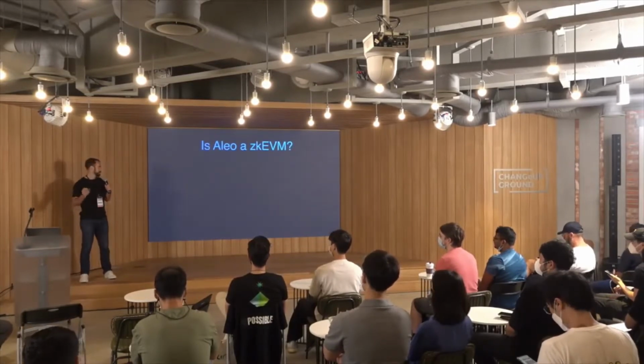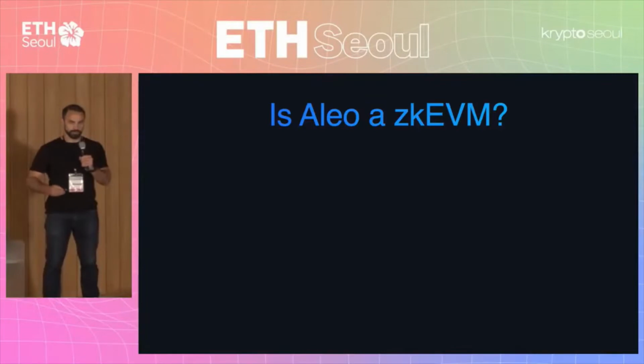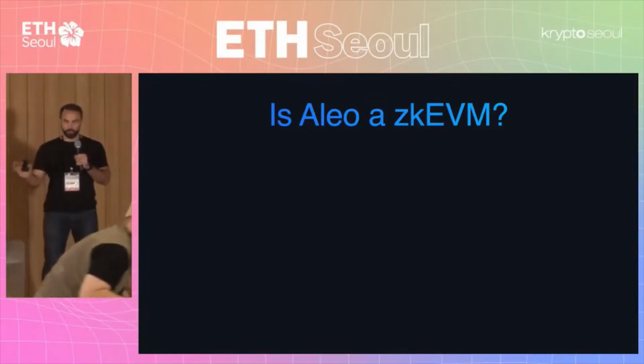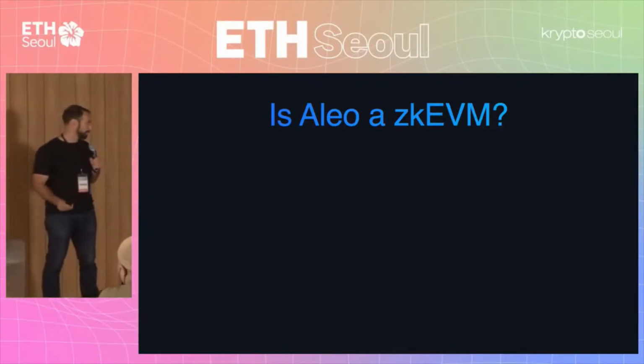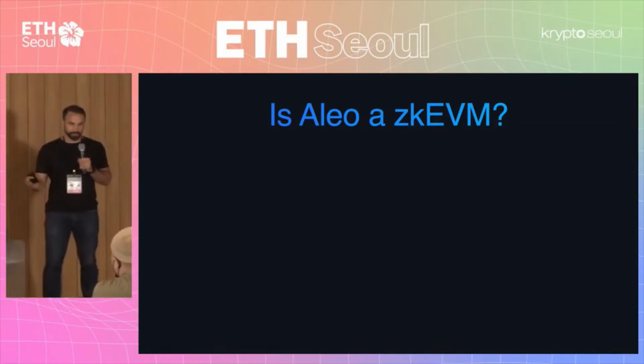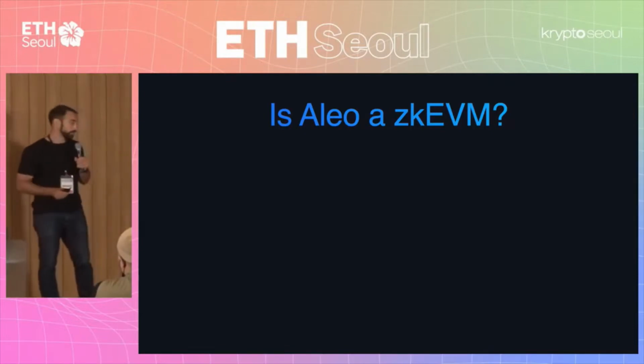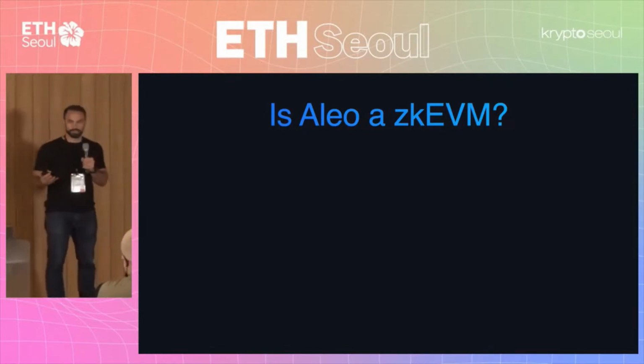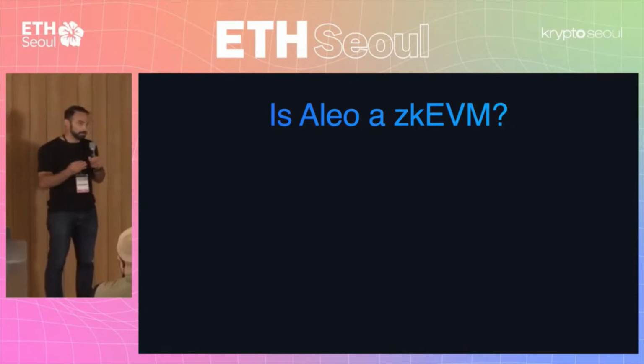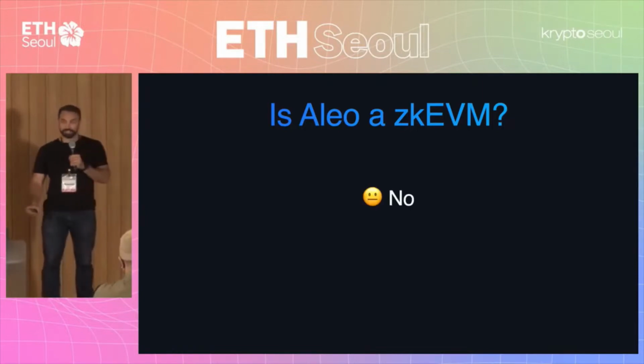The second thing is we have to address something right up front because ZK EVMs are all the rage recently, lots of exciting announcements, and understandably so. There's this question of can we use zero-knowledge cryptography, which, by the way, I should have mentioned that Aleo is a project that's leveraging zero-knowledge cryptography quite heavily. So can you leverage zero-knowledge cryptography to build a better EVM effectively? So is Aleo a ZK EVM? No, it's not a ZK EVM.